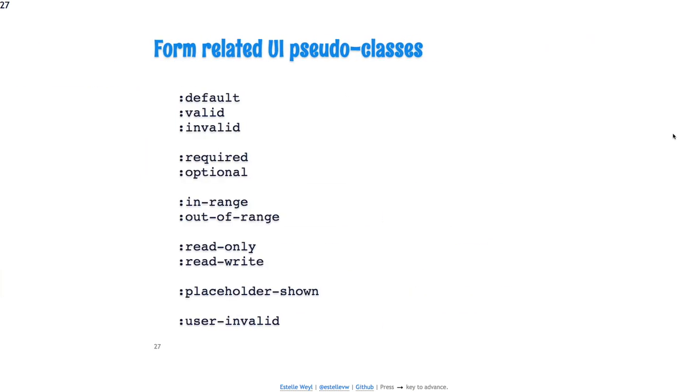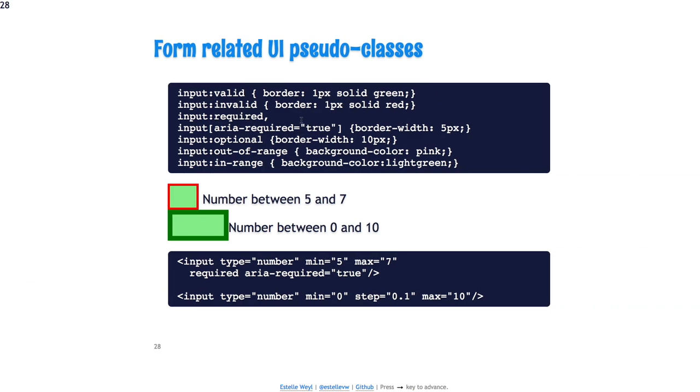So we have more UI pseudo classes. We have default, valid, invalid, required, optional, in range, out of range, read only, read write, placeholder shown, and user invalid. I know user invalid is not yet supported because they just changed it from user error to user invalid like last week, so I don't think browsers have caught up. Maybe user error and user invalid both work. I don't know. I haven't tested those. But let's talk a little bit about the ones that are relevant to us and make our lives really easy.